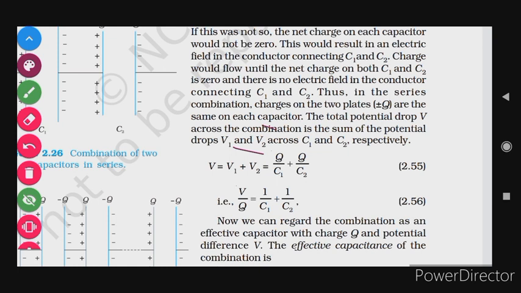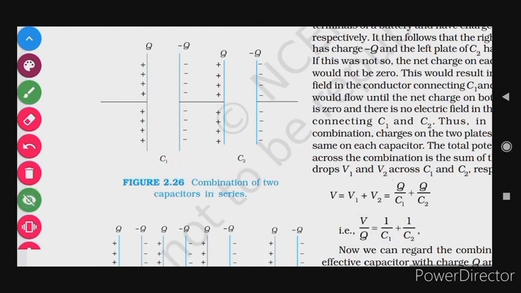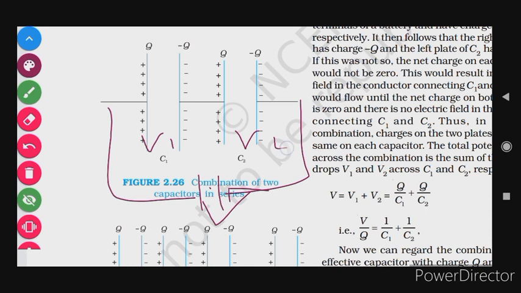across C1 and C2. Suppose these two capacitors are connected to a battery of V potential, then what will happen? The potential across these two will be divided into V1 and V2, because potential difference is the work done or the energy per unit charge. So this will be divided among two capacitors. We'll understand it in detail in chapter number 3.